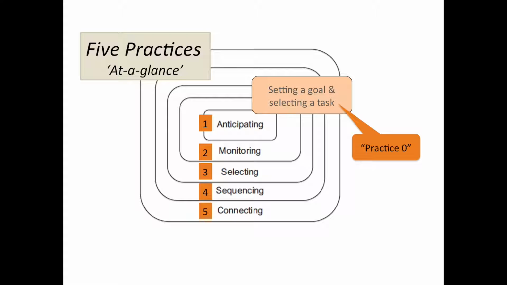So the first practice is called anticipating. And actually, as soon as you open the book, you'll see that the authors have added practice 0. So there's 5 practices plus practice 0 in the book. And that practice 0 is setting a math goal and selecting an appropriate task.